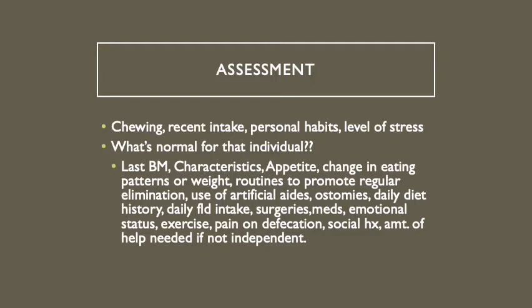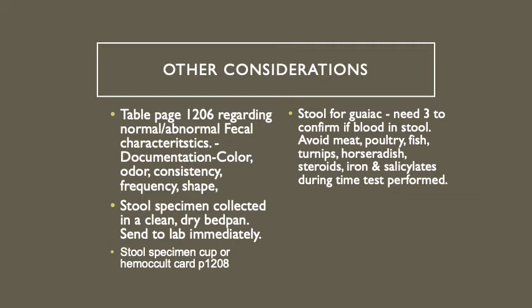If they have an ostomy, you want to look at the condition of that, the color of the stoma. Is there any irritation or skin problems and that sort of thing? Okay, so let's look at page 1206 in your fundamentals book. This is the stool characteristics chart, which gives you the 7 different types of stools. This is the Bristol stool scale.